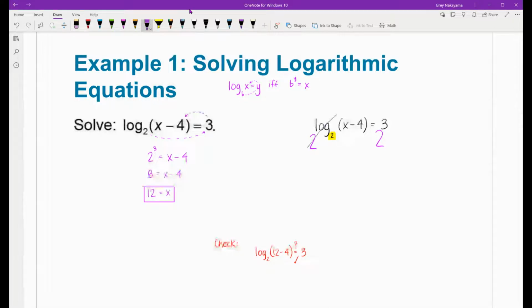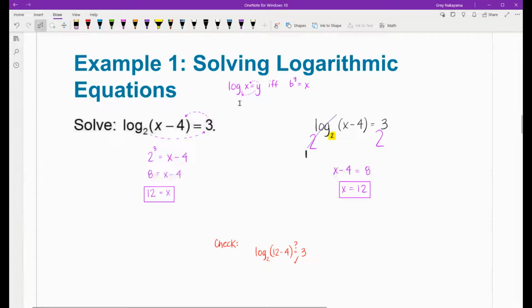This right here, those are composing the inverse functions that I keep telling you about. So that means on the left side, I have x minus 4, and on the right side is 2 to the third, which is 8. And that, of course, gives us the same answer.